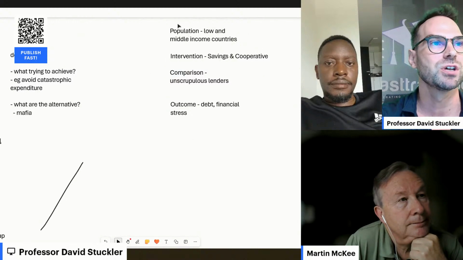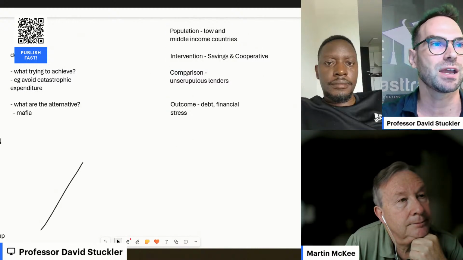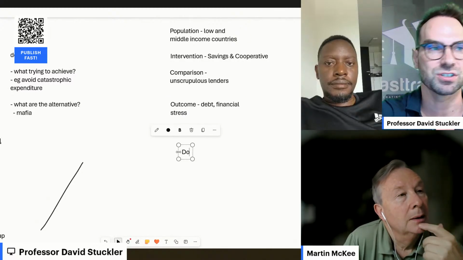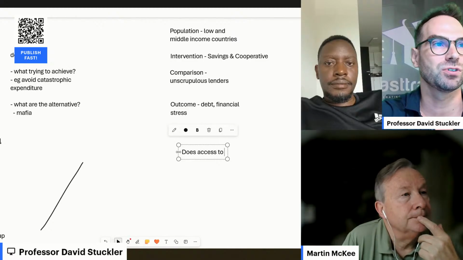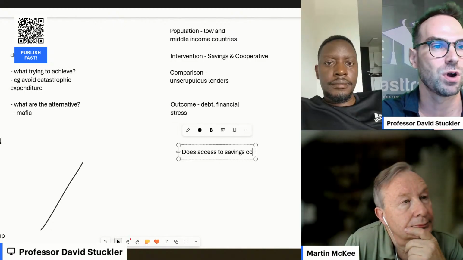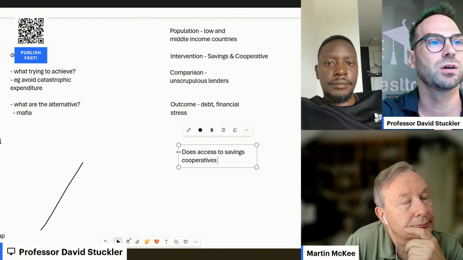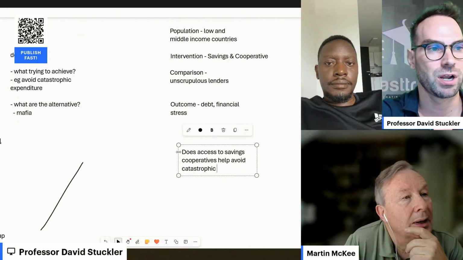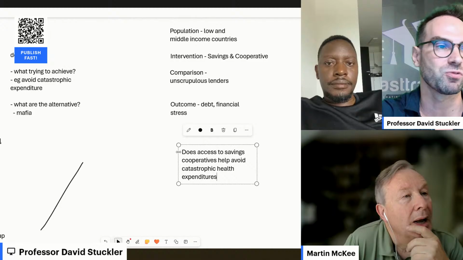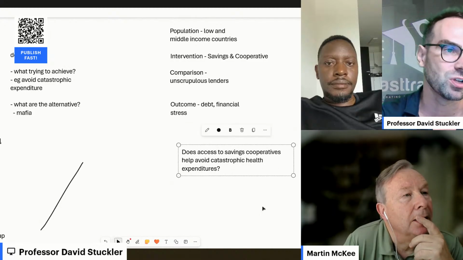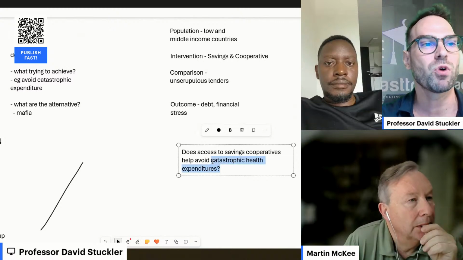I think once you have this, you'll be able to make a PICO linking sentence to say, does access, for example, to certain types of savings cooperatives, I don't know what they're called here, help avoid catastrophic health expenditures, where people are having to sell everything they have to pay for diabetes treatment? Yeah, I mean, this would be one potential outcome.